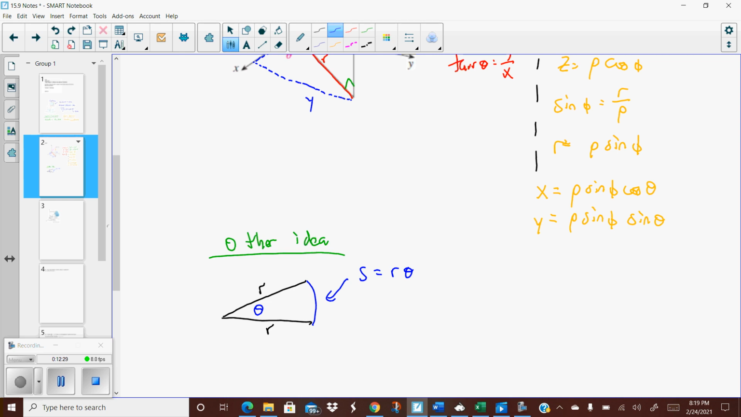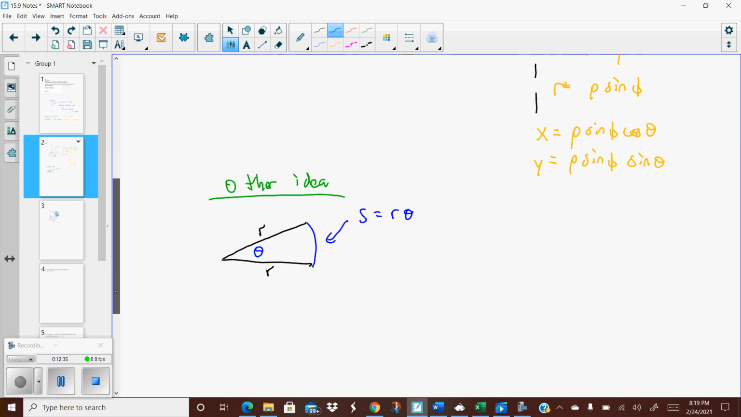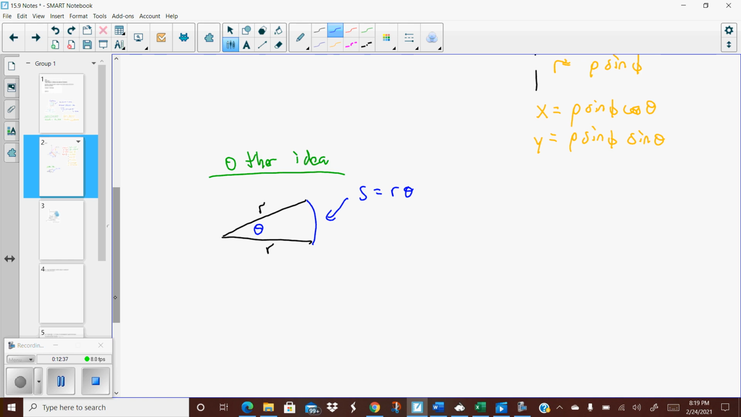And I guess probably the easiest way to think about it, it's not really a verification, is one of the most common ones that we know: what if the arc represented the entire circle? Well, then theta itself is 2 pi. So the arc is r times 2 pi, or more commonly seen as 2 pi r. That's the circumference of a circle.